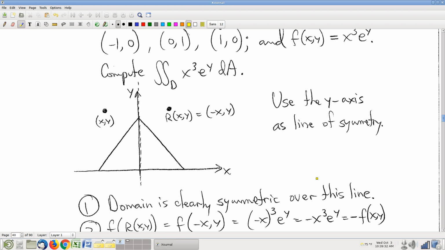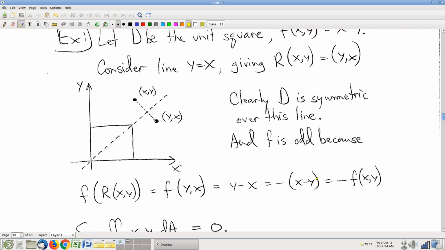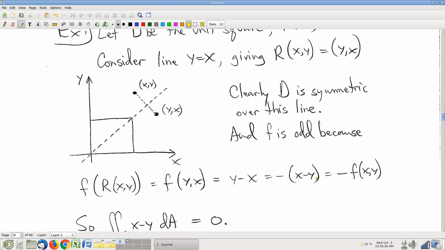So what I would like to see, if you do a symmetry argument, is the following. I want to see what is the line over which you're making a symmetry argument. Explicitly tell me what the line is. You can say y-axis. You don't have to say x equals 0. But by some reasonable form, tell me what line it is.